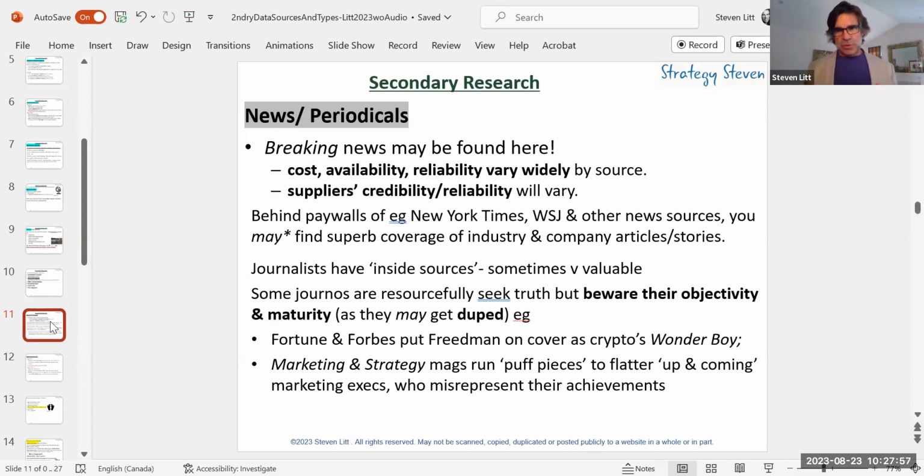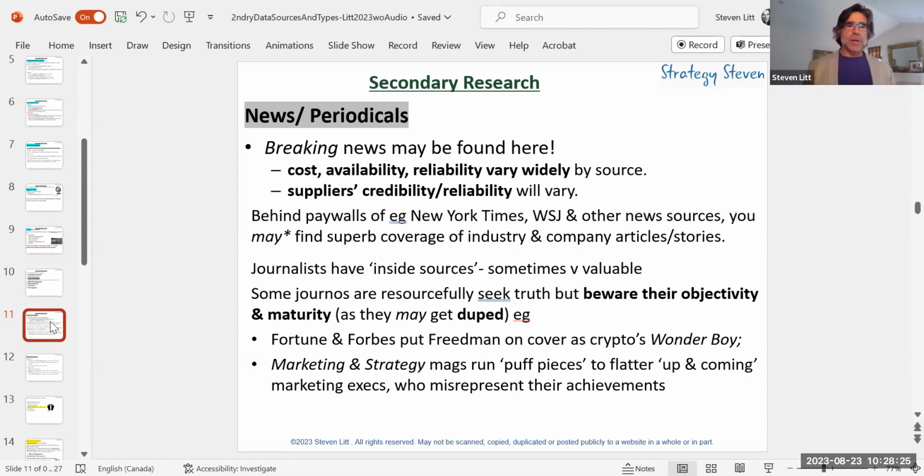Sometimes those journalists working for those publications have inside sources getting you net new information and confidential information that you wouldn't normally learn about in normal, syndicated reports. And some journalists are very good at being objective and mature. However, be aware, even smart journalists can get duped. So Fortune and Forbes both put Friedman on the cover of their mags.